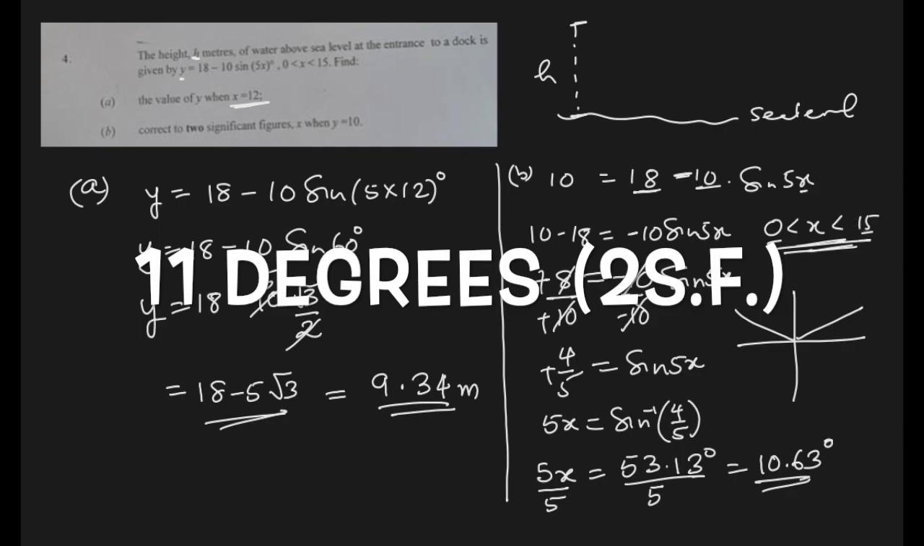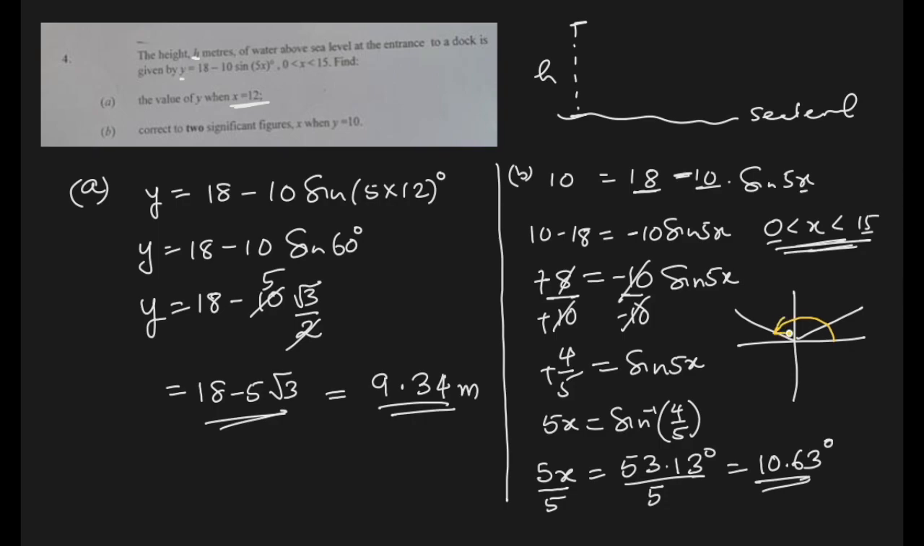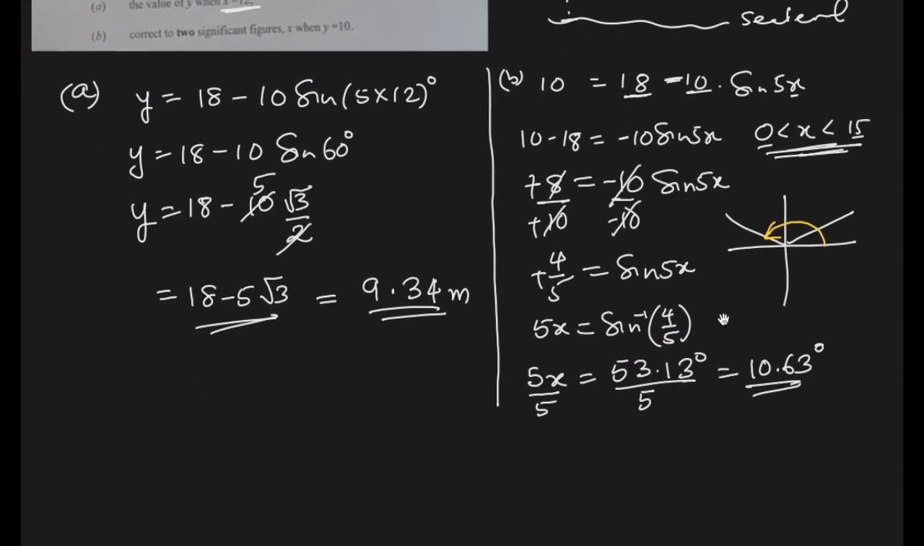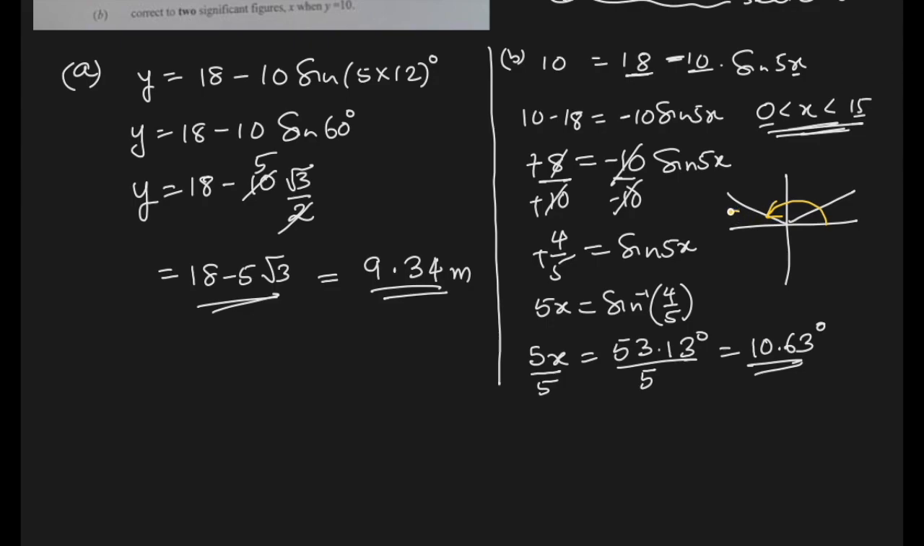Let's see if this second answer is also between 0 and 15, though I think it is not, but let me additionally do it. Never ever leave any stone unturned to answer a question. So this is 53.13, this one, right? So this angle will be 180 minus 53.13, which is equal to 5x. Divide by 5. Let me see if it is equal to something between 0 and 15.